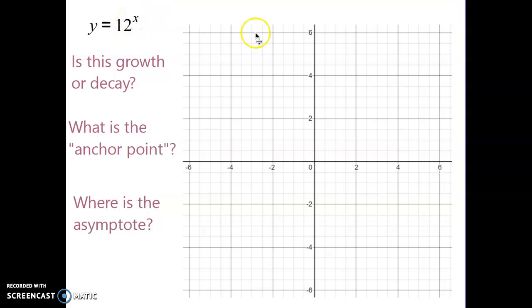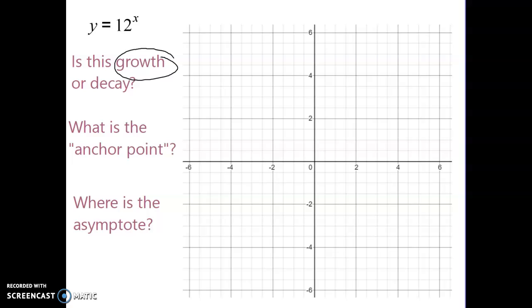So the question is, does this one model growth or does this one model decay? Well, my x is positive and my 12 is bigger than 1, so this is going to be a growth model. It's going to be going upwards. It's going to be getting bigger.